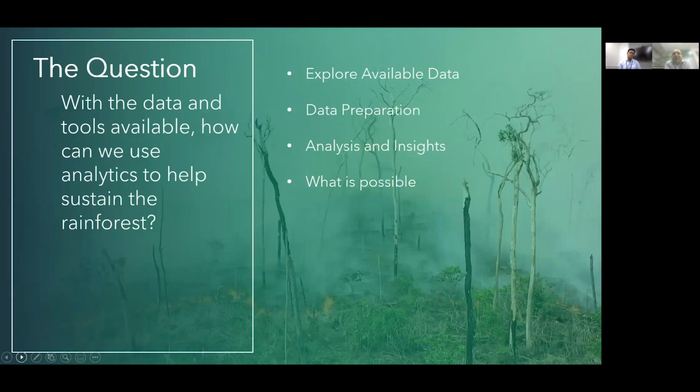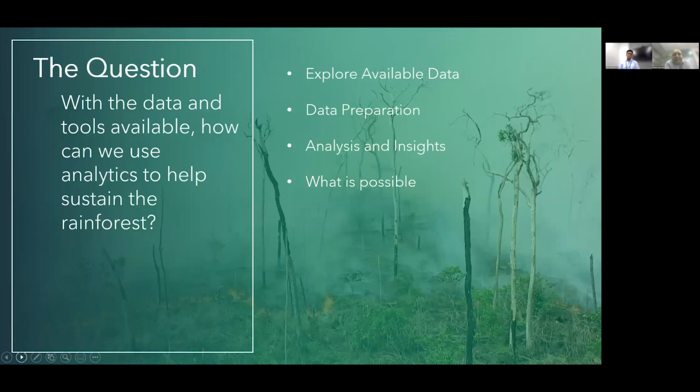Now, how did we start off our journey? So our journey started with one major question, which is how can analytics help sustain the Amazon rainforest? So we started off by asking what data is available to us. So once we did get hold of some data sets, we explored them and assessed them based on quality, usability, and relevance.